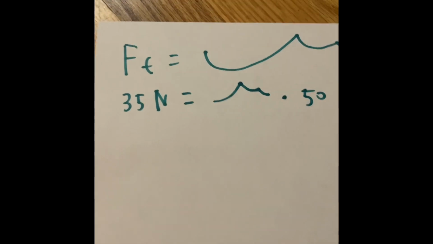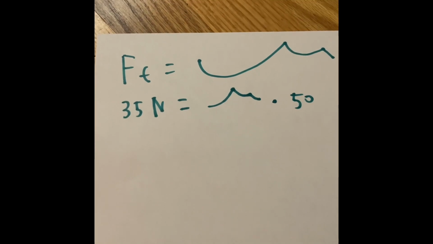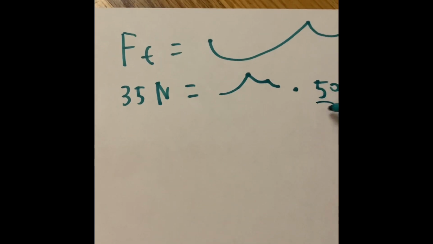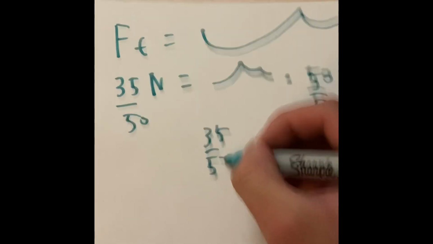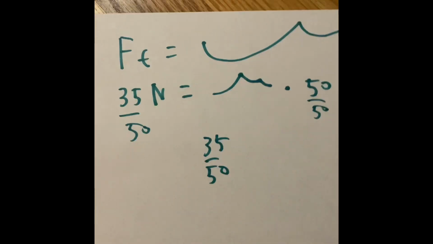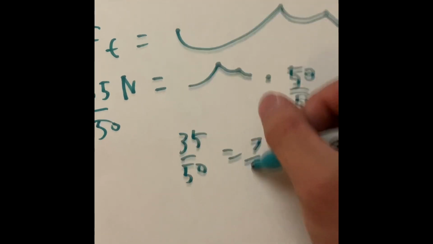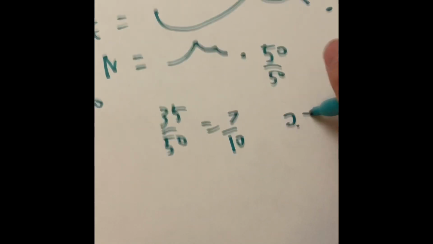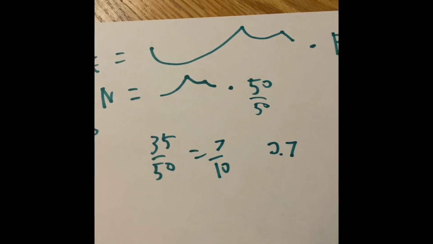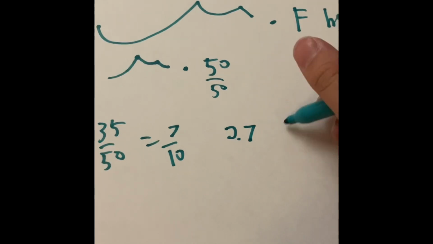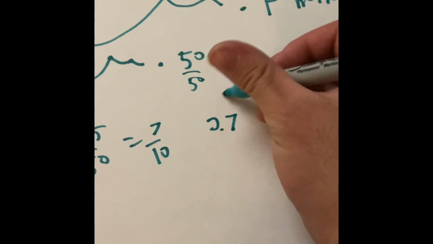But we want to get mu alone, because it's like some kind of variable. So we divide by 50, divide by 50. 35 over 50 should be our answer. But it's not, because we still need to simplify it down. That could equal 7 over 10 and get to a decimal, 0.7. So the starting coefficient of friction should be 0.7 for mu. That's what mu represents in this scenario.